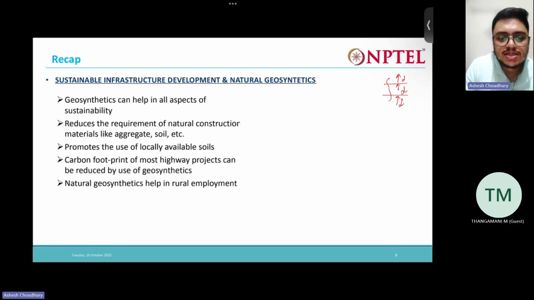Natural geosynthetics can help in rural employment. Natural geosynthetics such as jute and coir are generally produced by very poor, semi-skilled laborers in poor villages. So rural employment will be increased. More money will flow to the villages, villages will grow, and people in villages will also become rich. So that's why geosynthetics are very useful to us.